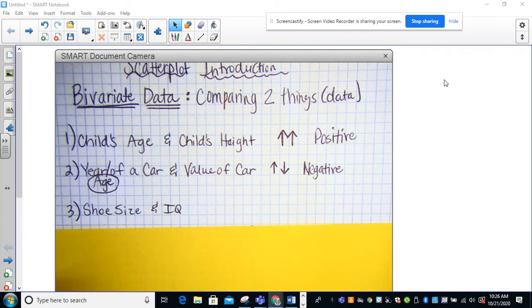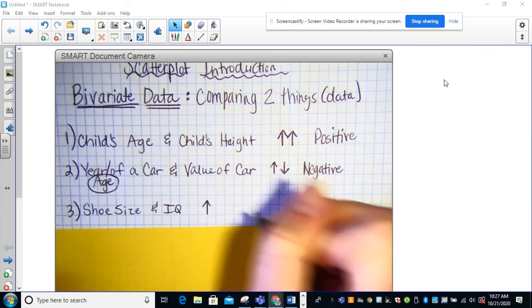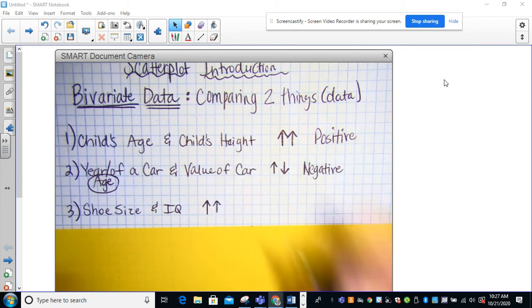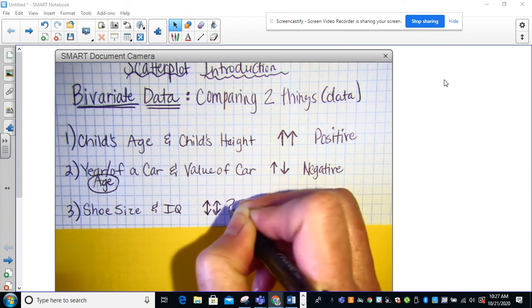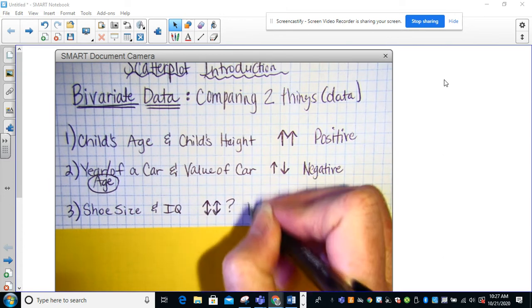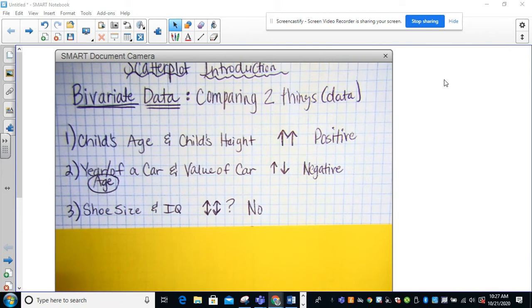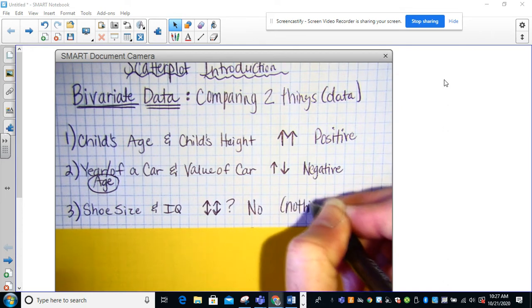And the next one, your shoe size and your IQ, how smart you are. Now, your shoe size obviously has nothing to do with your IQ. It is not the bigger your foot, the smarter you are, or vice versa. They're not related at all. So here is no relationship or no correlation, and you'll see the picture of that in a minute. They have nothing to do with each other.